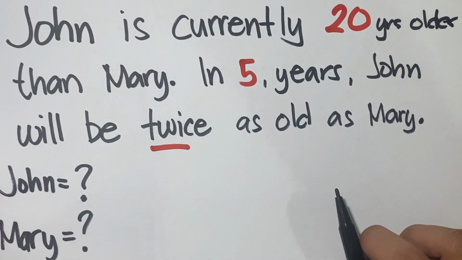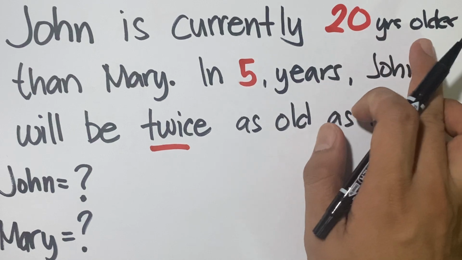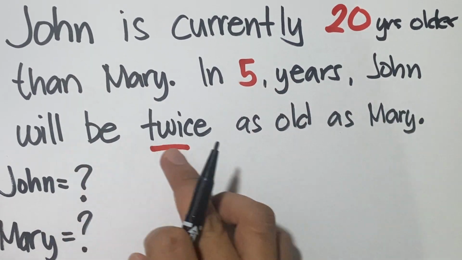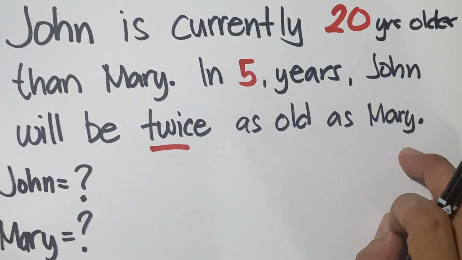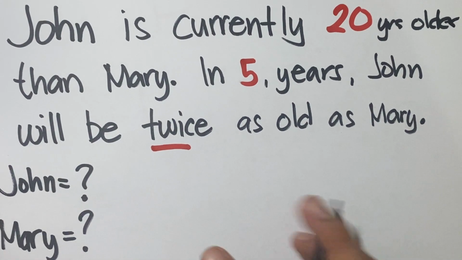This is the Philippine Review Center or PRC, and in this video we are going to solve this age problem. So what we have here is John is currently 20 years older than Mary. In 5 years, John will be twice as old as Mary. The problem is we will be looking for the ages of John and Mary.